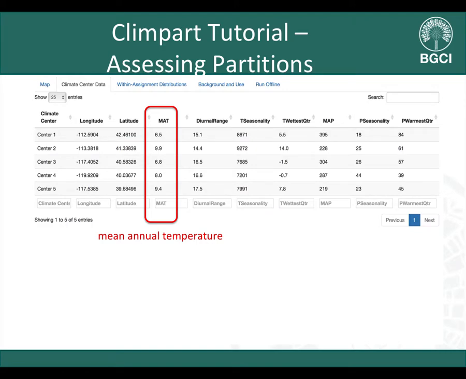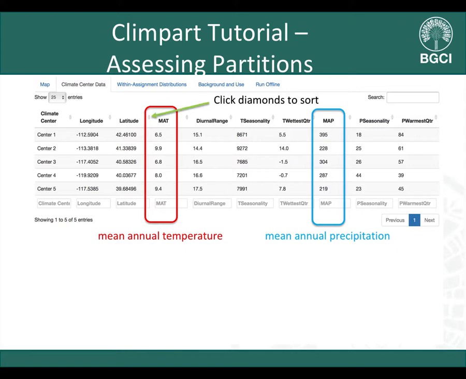Looking at the mean annual temperature column, we see that the climate centers range between 6.5 and 9.9 degrees C. Notice that centers 1 and 3 only differ by 0.3 degrees. However, when we look at the mean annual precipitation values, we see that these two centers differ by 91 millimeters, a substantial amount for this cool desert region. This illustrates the inner workings of Climpart, which partitions 7 climate variables by default. Centers that share similar values for one or more properties will differ in another property. Note that you can sort these values to help visualize the degree of separation from one center to another along a climate gradient of interest.